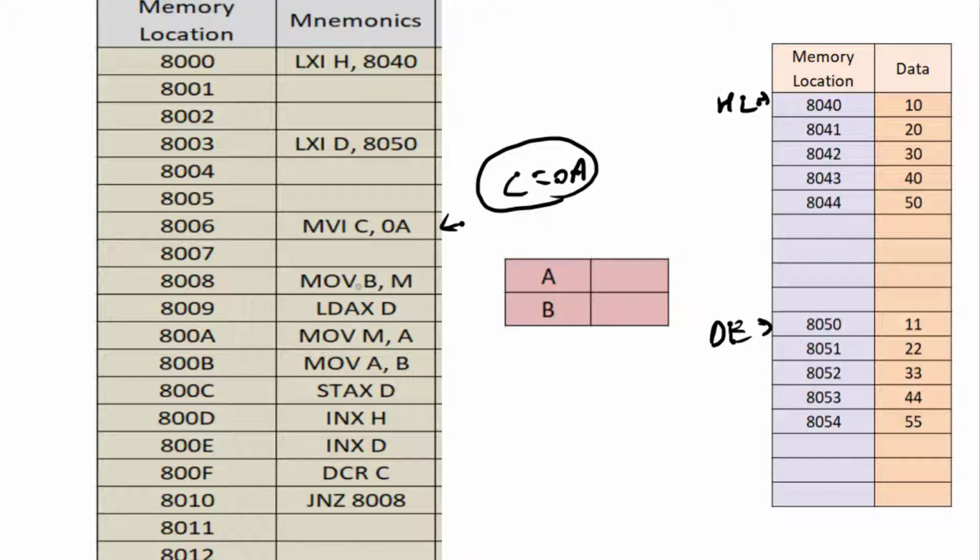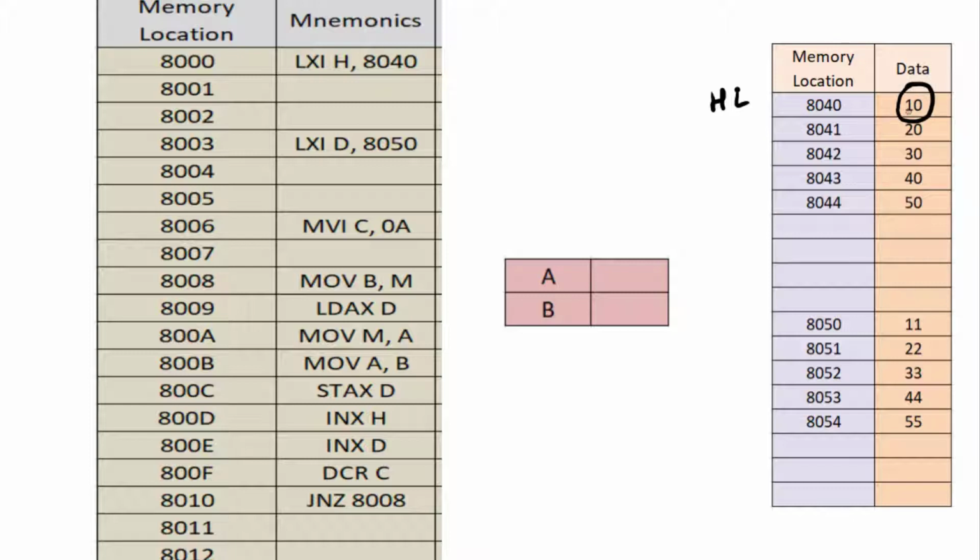Now why are we storing the data from the memory location M in register B? Because M can be accessed by any register, including A. Not only A, but any register can access this memory location M. So the very first thing we do is MOV B, M. The data in the memory location pointed by HL gets stored in register B.